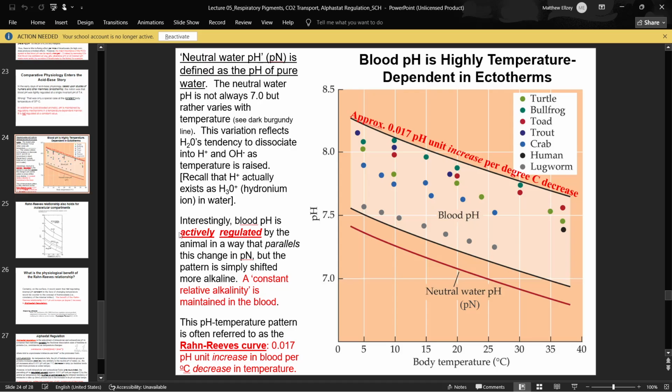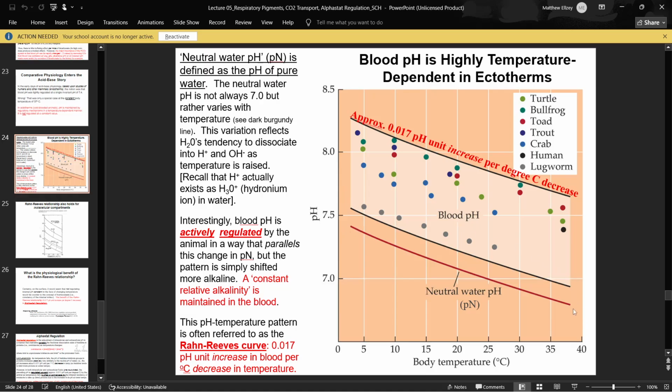Interestingly, blood pH is actively regulated by the animals in a way that parallels this change in the neutral water pH, but the pattern is simply shifted more alkaline, as a constant relative alkalinity is maintained in the blood. So this pH-temperature pattern curve is often referred to as the Rosenthal-Reeves curve. There's a 0.017 pH unit increase in blood per Celsius decrease in temperature. So we can see this curve here. We have our body temperature as it's getting... how do I explain this?